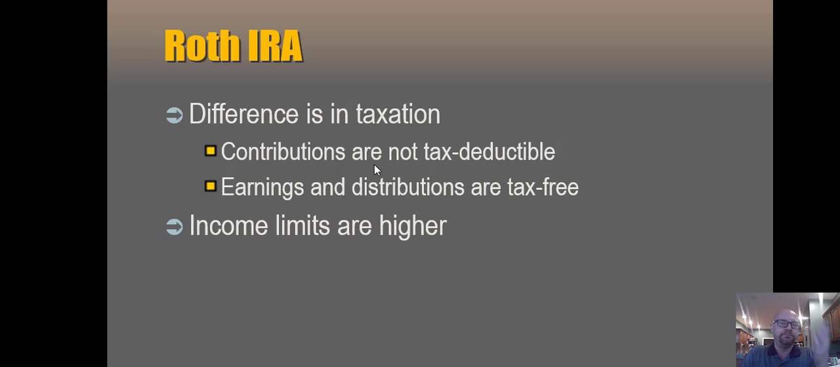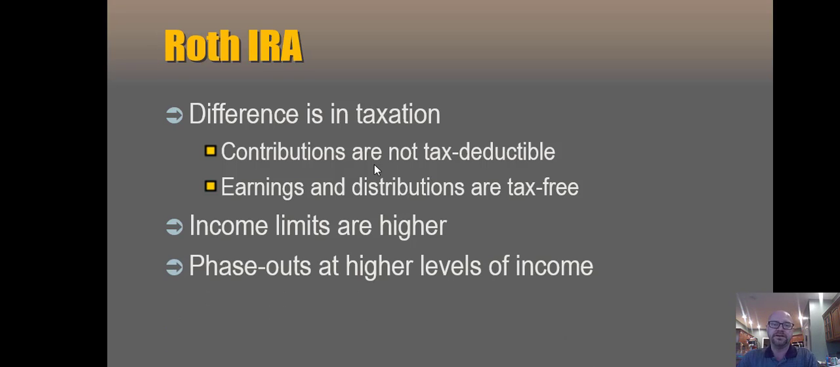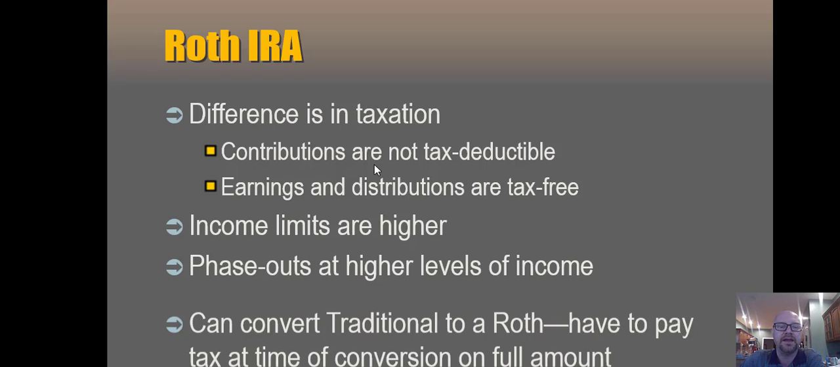And that's the difference. Because you don't get your tax break right now, your income limits are higher for what you can participate in. So they don't phase out until you're earning even more. And that's because it doesn't cost the government anything right now. The cost comes much later down the road when I retire. So the phase outs are going to be higher at the levels of income.